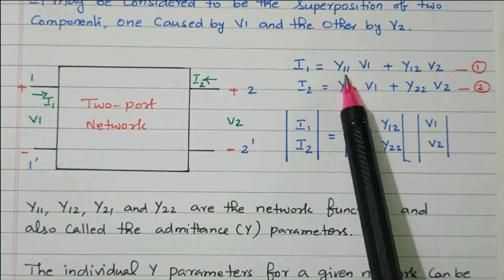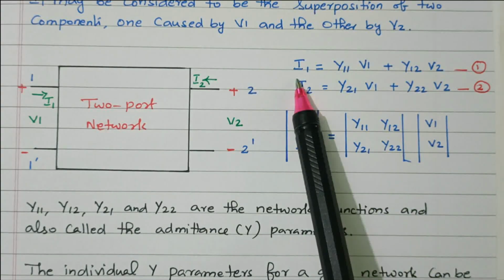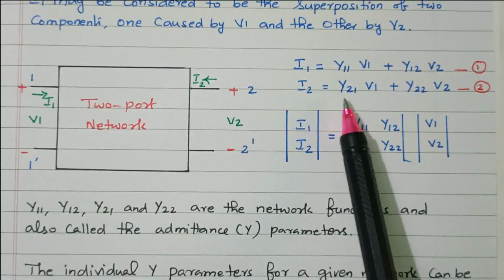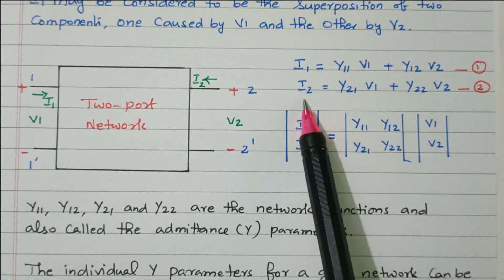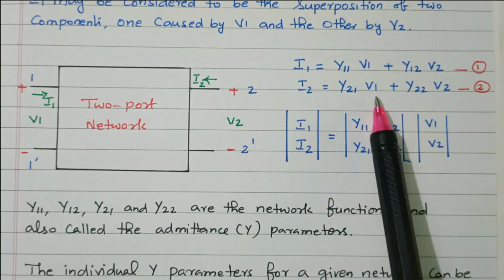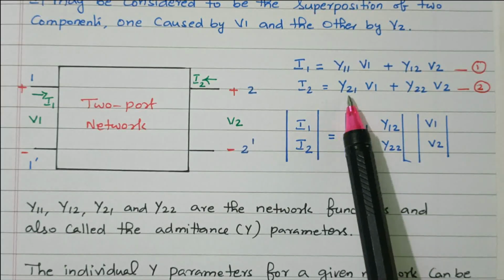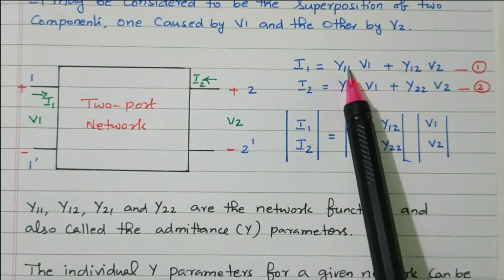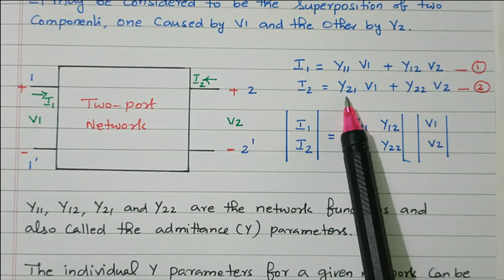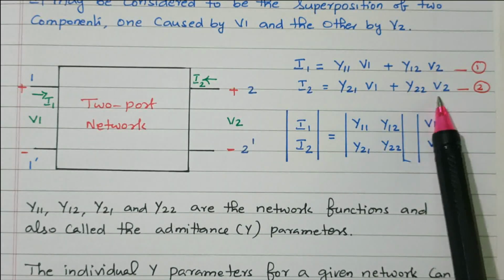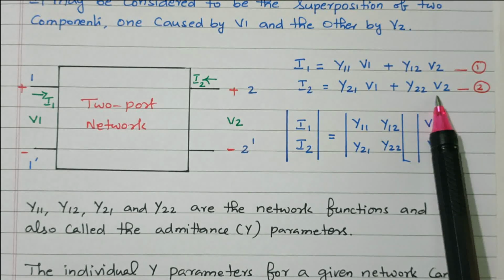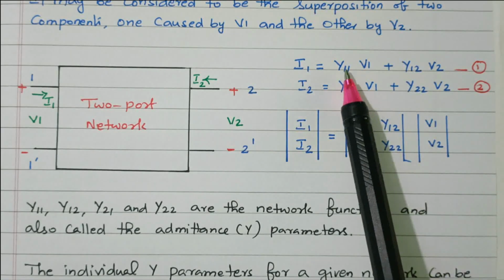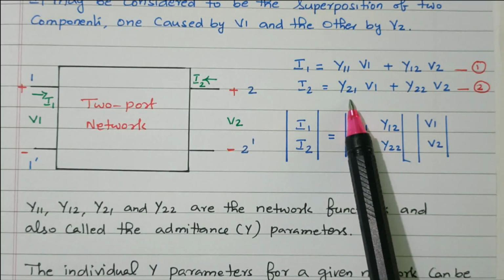So Y11 is nothing but I1 by V1. Similarly, this term is 0, so I2 equals Y21 into V1. So Y21 is nothing but I2 divided by V1. So Y11 and Y21 we are calculating by making the voltage 0, that is, output port 2 dash is short circuited, so that we are able to find Y11 and Y21.